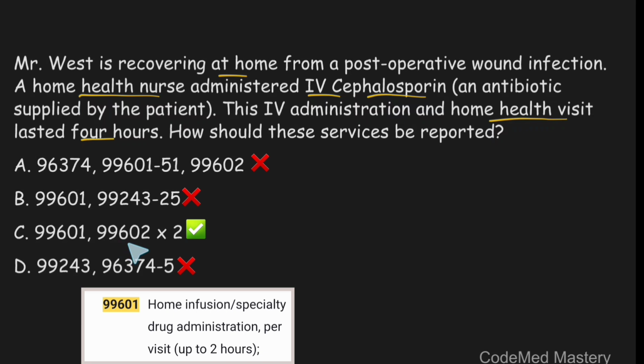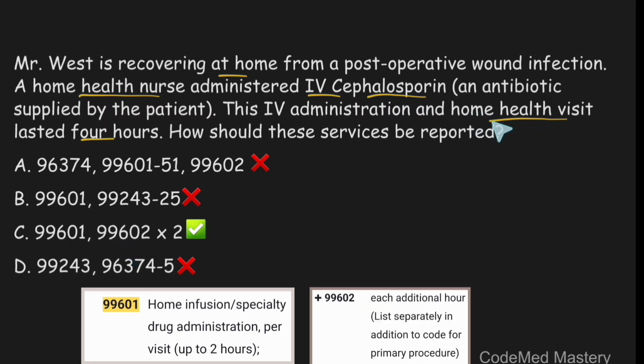And the code 99602 is for each additional hour. In the question, they have mentioned the home health visit lasted 4 hours. Therefore, up to 2 hours, we'll use the code 99601. And for each additional hour, we'll use the code 99602. Therefore, for 4 hours, we have to use 99601 once and 99602 twice. Therefore, option C is the right answer.